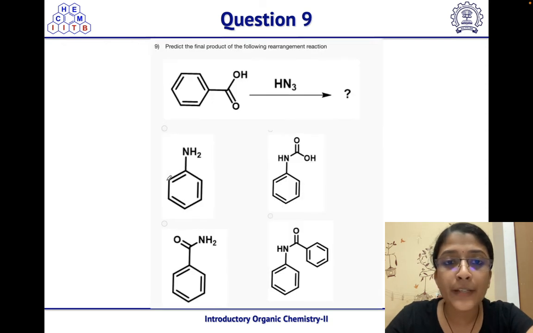Now coming to question number 9, predict the final product of the following rearrangement reaction. We have benzoic acid and we are treating it with HN3.